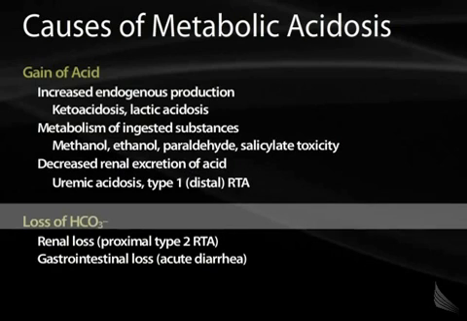Alternatively, there can be a loss of bicarbonate. This occurs in the setting of renal losses, primarily with proximal or type 2 renal tubular acidoses, or through gastrointestinal losses through acute diarrhea.